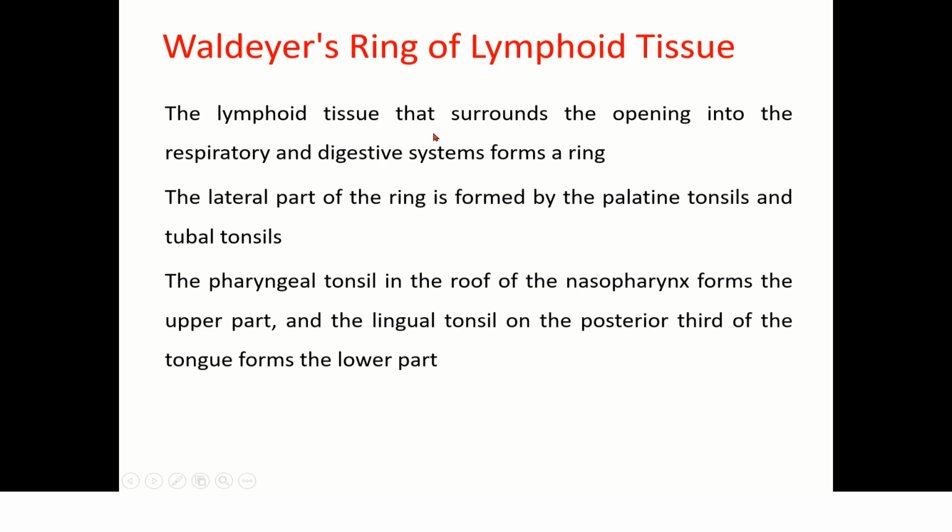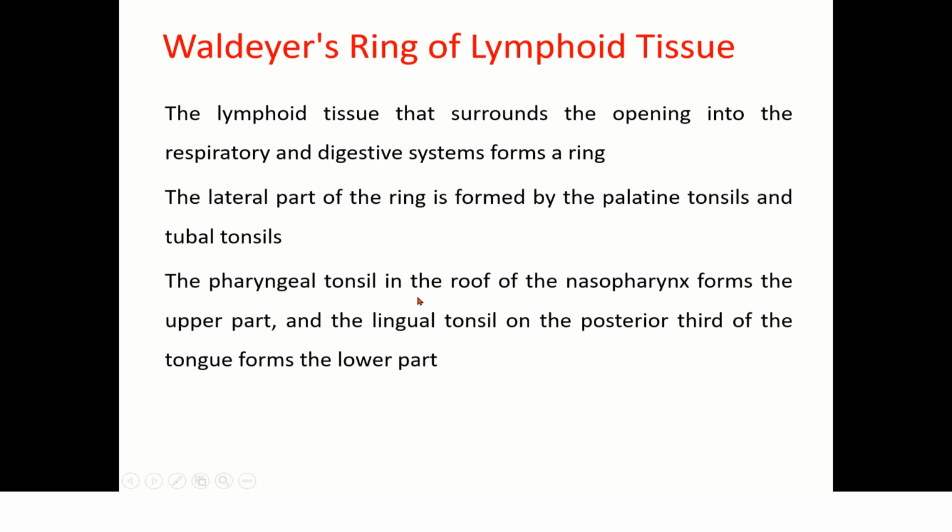This lymphoid tissue that surrounds the opening into the respiratory and digestive system forms the Waldeyer's ring. In the lateral part of the Waldeyer's ring, there are palatine tonsils below and tubal tonsils above. These palatine tonsils are located in the tonsillar fossa. Tubal tonsils are located close to the opening of the auditory tube into the nasopharynx.